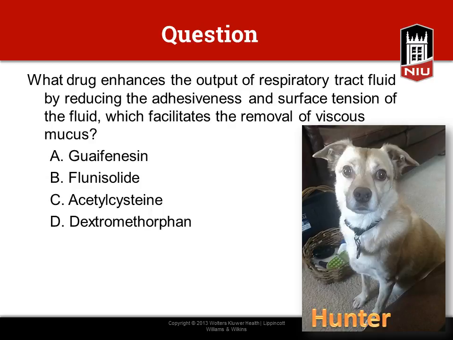If we're technically reducing the adhesiveness and surface tension, the correct answer is going to be C, acetylcysteine. I think that question was splitting hairs a smidge. I'm not sure that I would ask something like that on an exam.